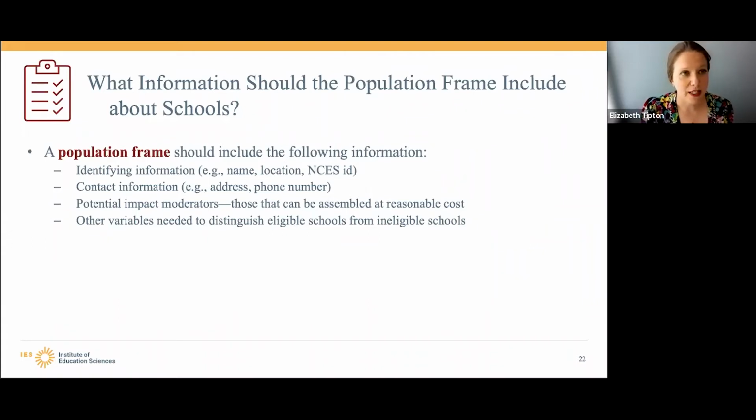We'd also like it to include potential impact moderators. So Rob just talked about how to think about those, but we want to think about which ones are available in population data and how we could assemble data sets to get to this. And then other variables that might help you distinguish eligible schools from ineligible schools.